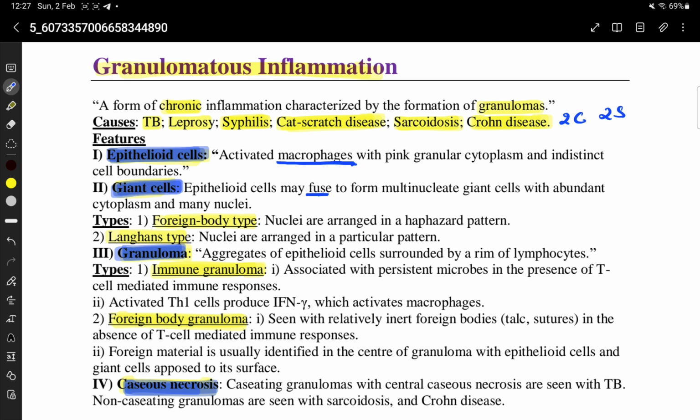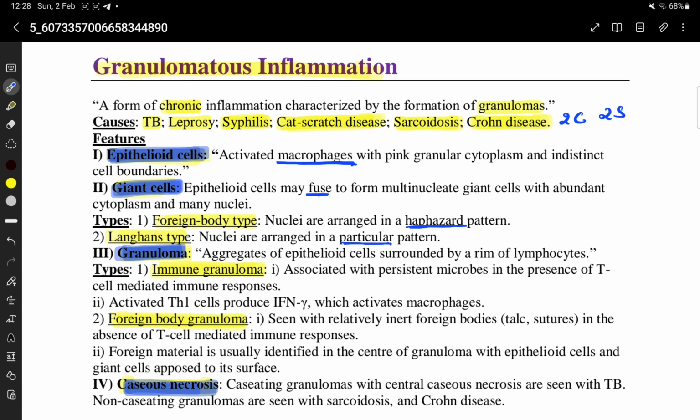Giant cells are of 2 types: foreign body type and Langerhans type. In foreign body type giant cells, the nuclei are arranged in a haphazard pattern. In Langerhans type giant cells, the nuclei are arranged in a particular pattern.